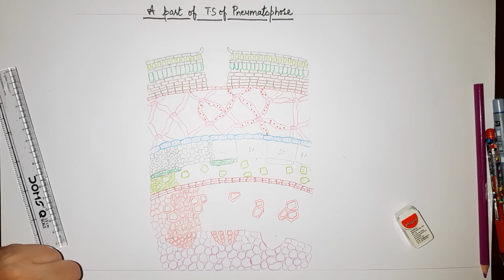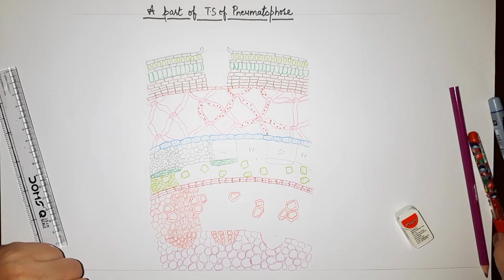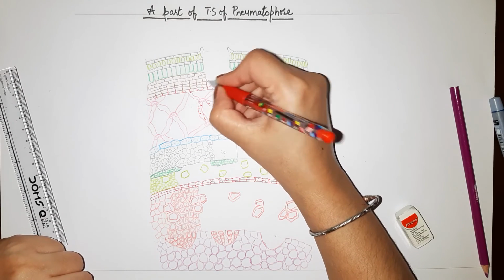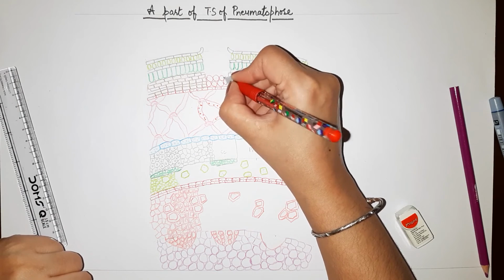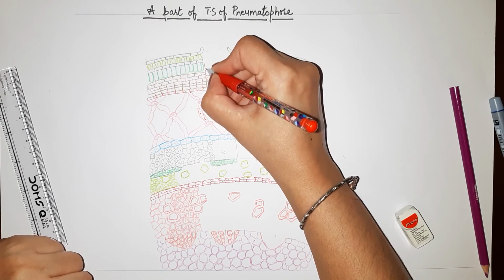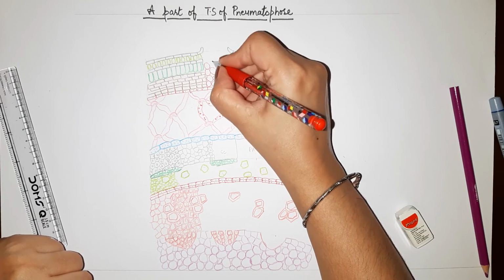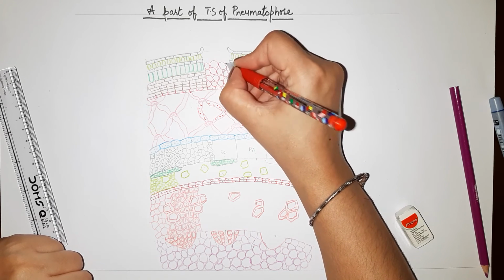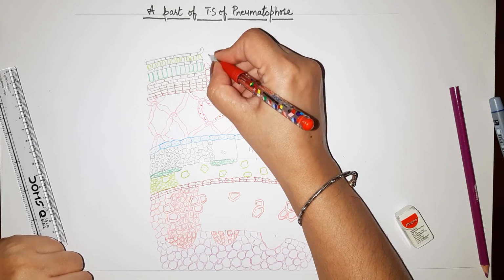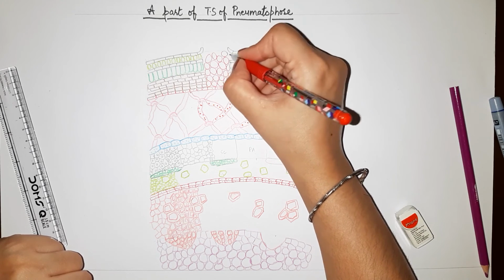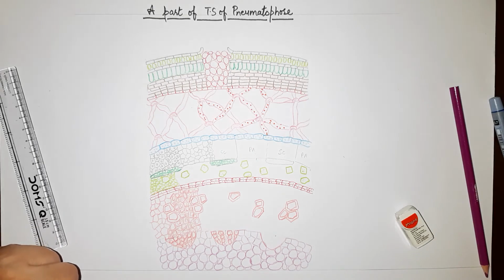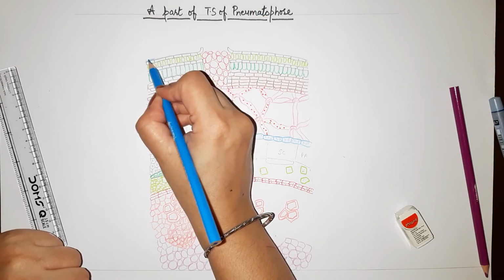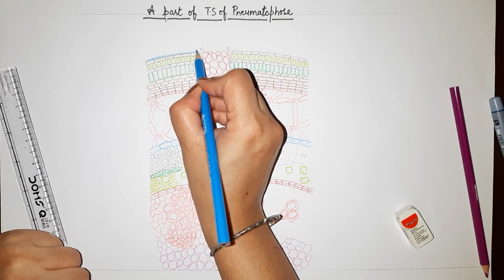And we are left with the lenticel. So lenticels are loosely arranged parenchymatous cells, and the last portion left is cuticle.